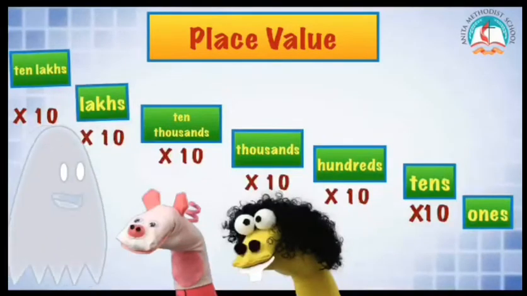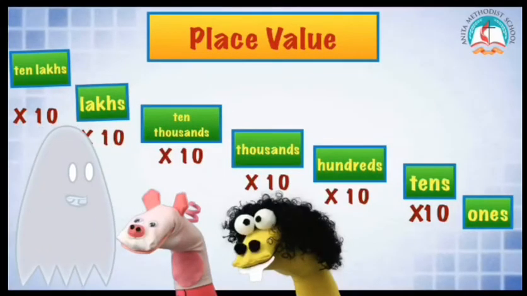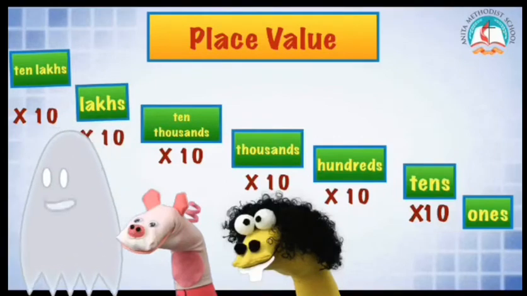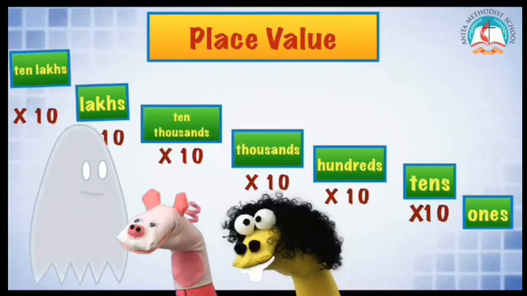Okay? Look here, the value of a digit increases by 10 times as we move to the left on the place value chart and decreases by 10 times as we move to the right. Okay.